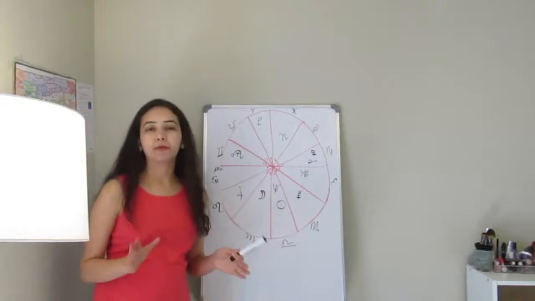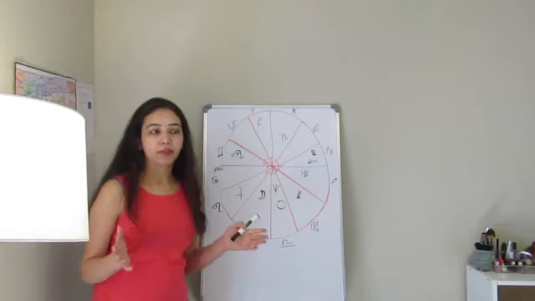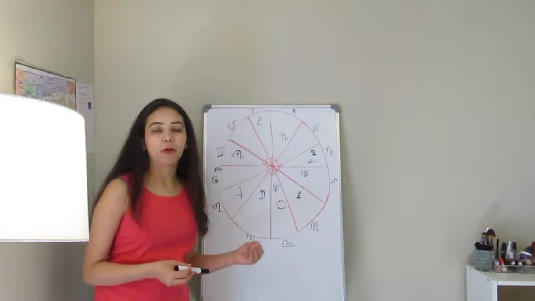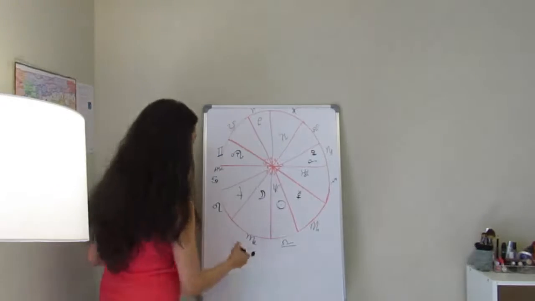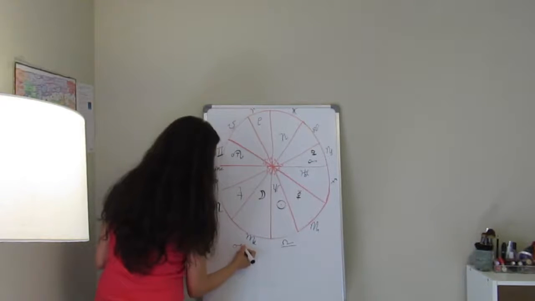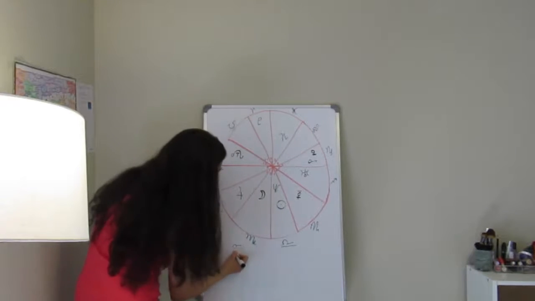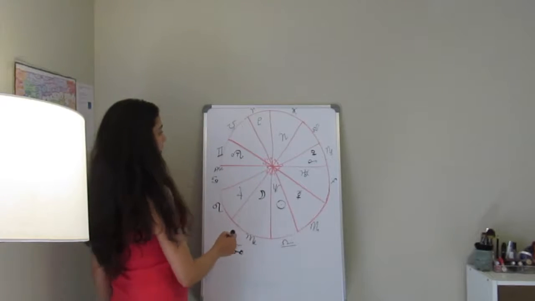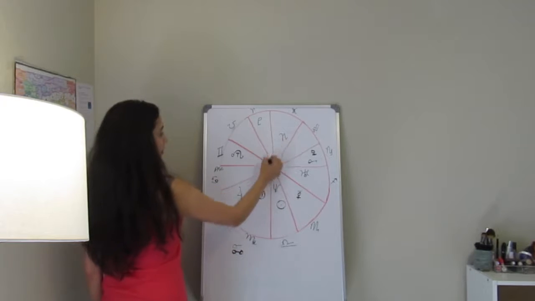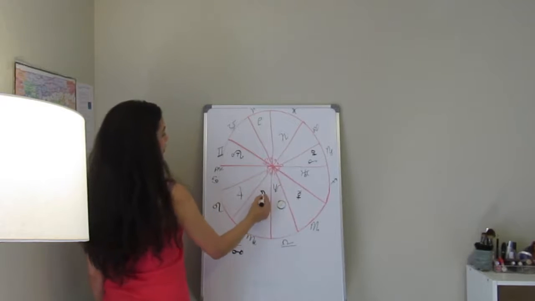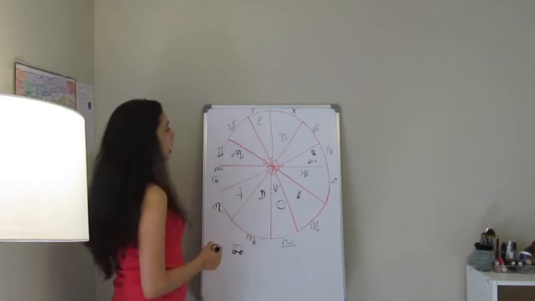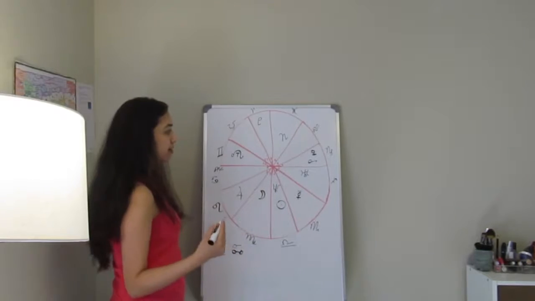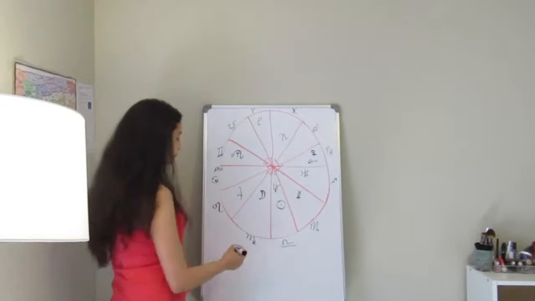if they are within 8 to 10 degrees apart, then they form a conjunction. Then there is opposition, which is when the two planets are completely opposite to each other. Like in this case, this is forming an opposition, this is forming a conjunction, this is forming an opposition. And then there is a sextile when the planets are 60 degrees apart.